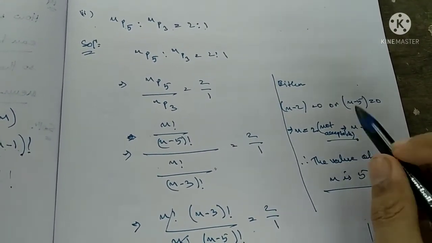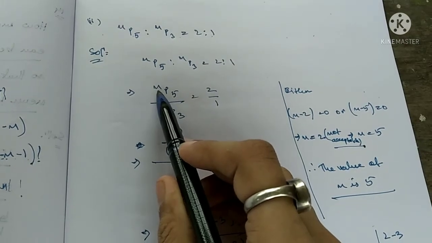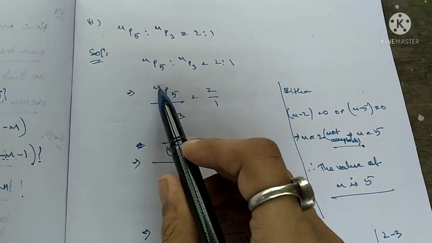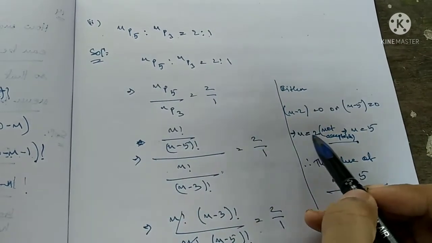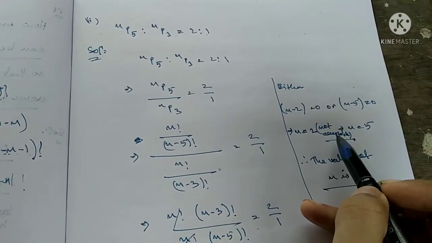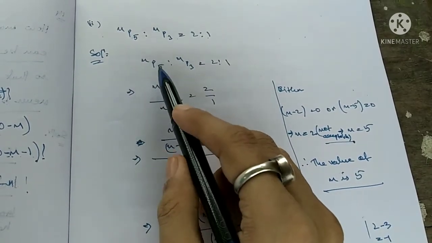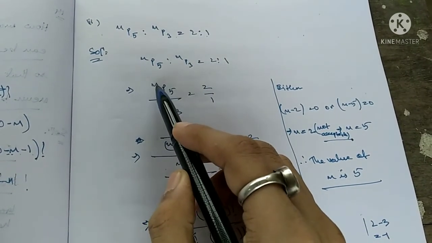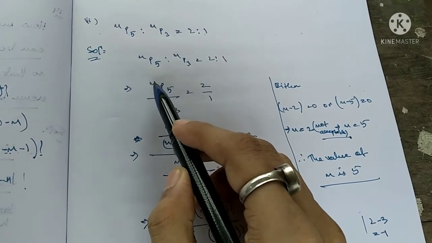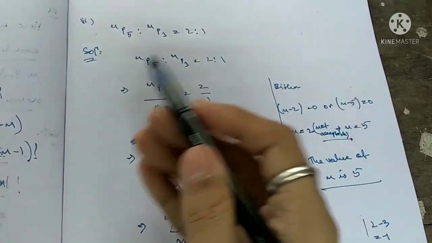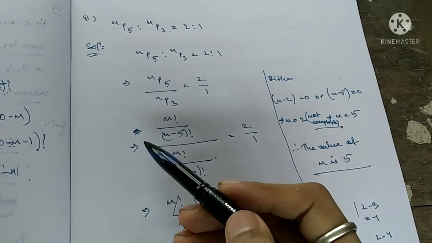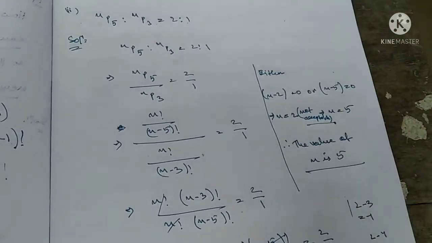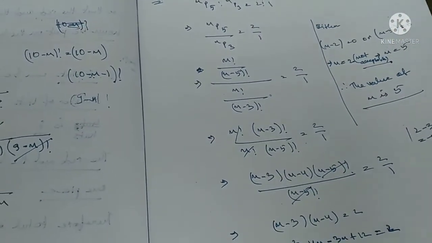Why is it not acceptable? Because if the total number of objects is 2, and out of 2 how can you take 5 at a time? Understand? So therefore n equals 2 is not acceptable. This is nP5 there. If the total number of objects is 2, out of these 2 how can you take 5 at a time? So 2 is not acceptable, and the value is 5.